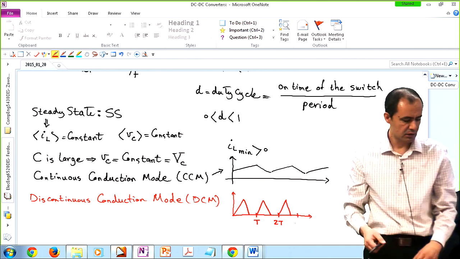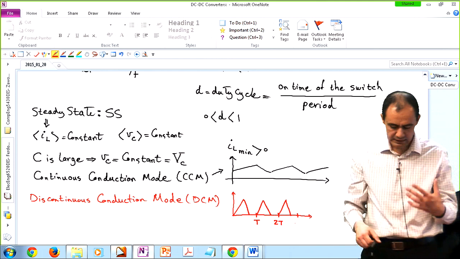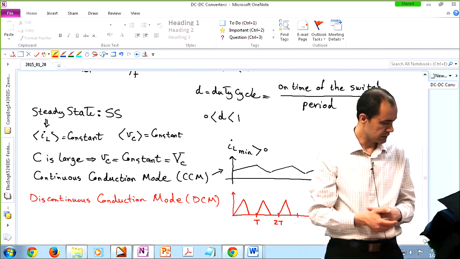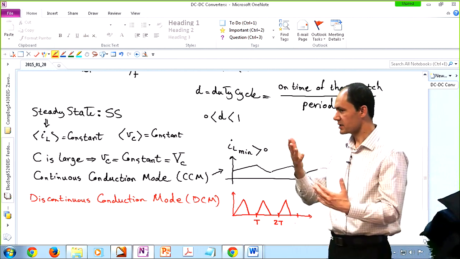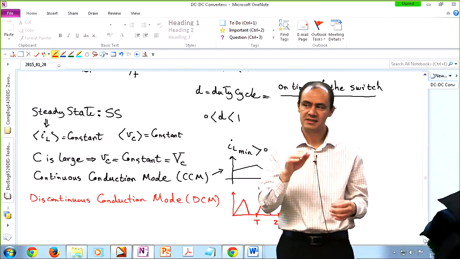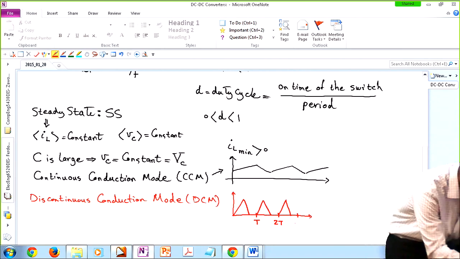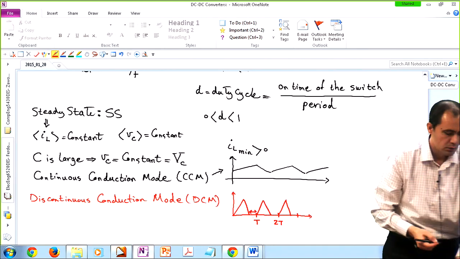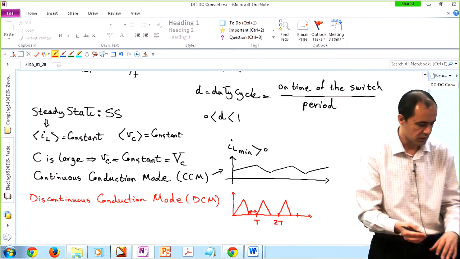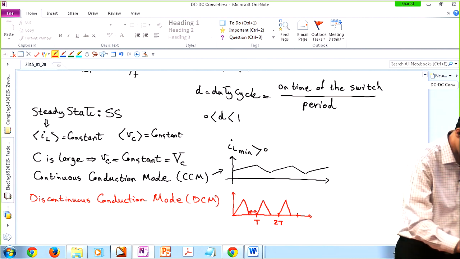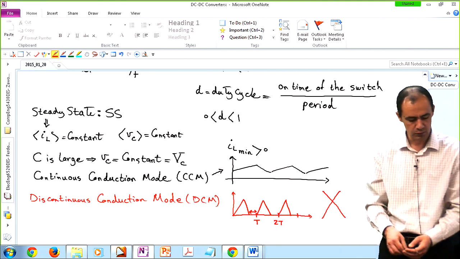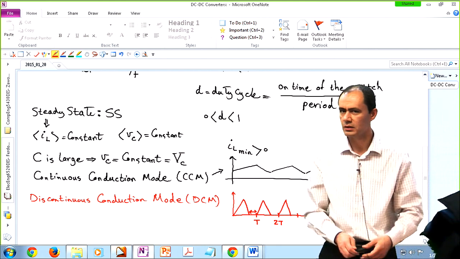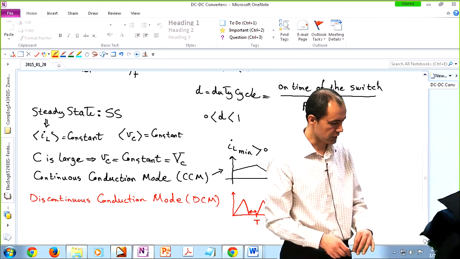So as you can see here, in the DCM operating conditions, the inductor current starts from zero and ramps up, then ramps down back to zero, and then stays at zero for a little bit of time. Like here, it is staying at zero. So this means it's discontinuous. That's why the term discontinuous conduction mode comes in. We pretty much try to avoid that for most of this class. So we don't really use DCM until we get to the power factor correction schemes.